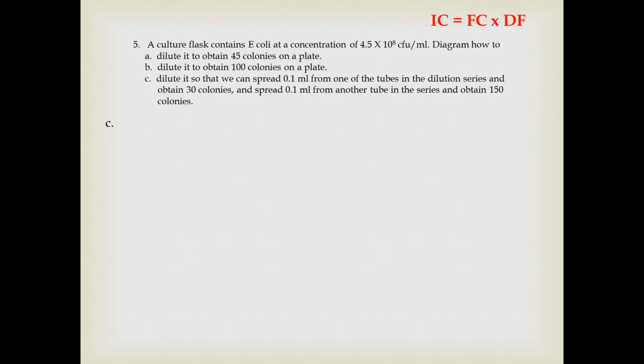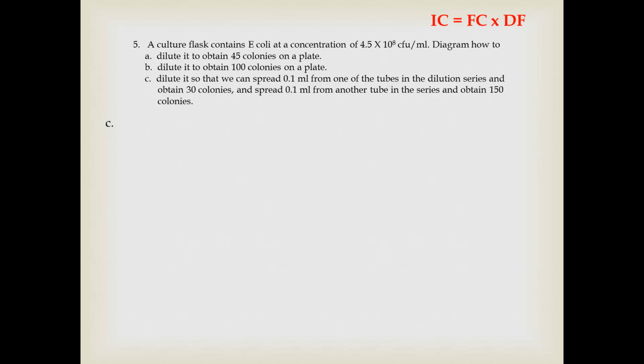It says you start with a culture flask containing E. coli at a concentration of 4.5 times 10 to the 8th colony forming units per mil. Diagram how to dilute it so that we can spread 0.1 mils from one of the tubes in the dilution series such that it contains 30 colonies, and spread 0.1 mils from another tube in the series that it contains 150 colonies. Okay, so that sounds really bizarre, right?